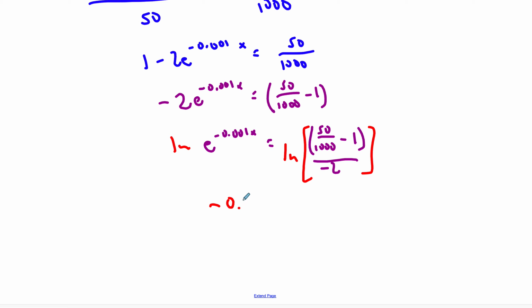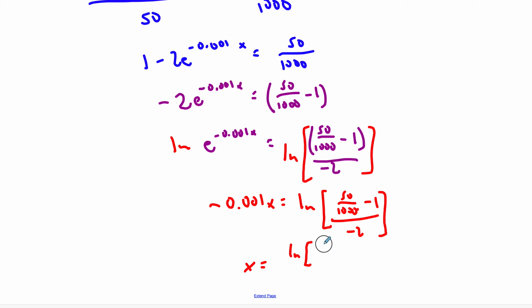It's going to be negative 0.001x equals the natural log of 50 over 1,000 minus 1 over negative 2. Now, this is going to work out because this is much less than 1, so that minus 1 will be negative, divided by negative will end up being positive. And then I'm going to just divide that whole mess outside of the natural log by negative 0.001.